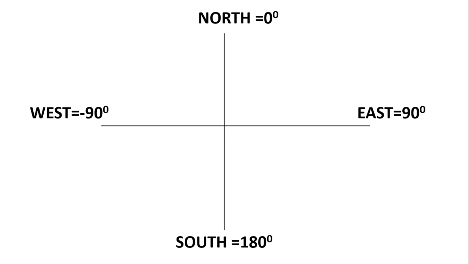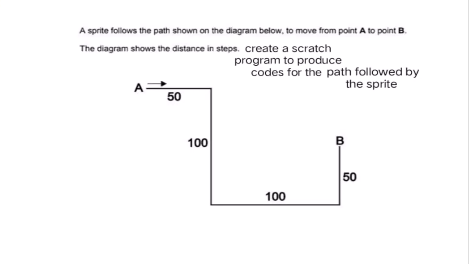This programming language is targeted at ages 8 to 16. It helps them think out of the box and be creative. The next thing here is a small project. A sprite, which can be the cat or the pencil, follows the path shown on the diagram below.